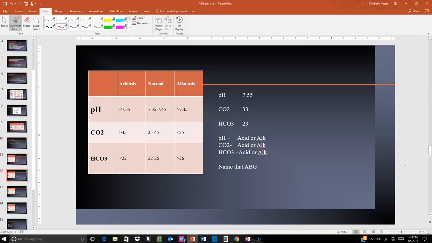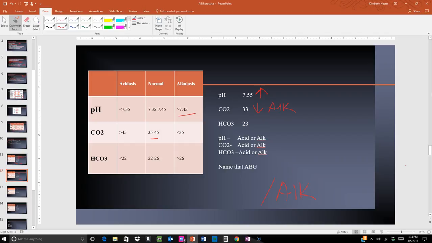We're looking at the pH. The pH is 7.55. So if we look on here, 7.55 is high, which means that this is alkalotic. So we already have the answer to the second portion of our question, alkalosis. So now let's look at the CO2. The CO2 is 33, which is low, and a low CO2 represents alkalosis as well.